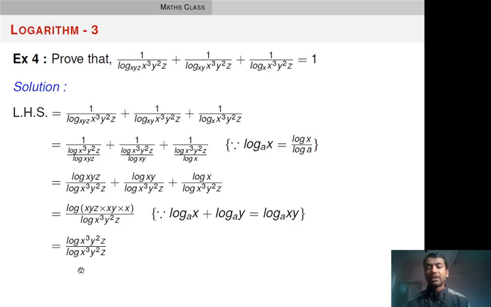So what do we get? There are three terms regarding x in the numerator, so it will be x cube. Two terms in terms of y, so y square, and a single term in z, so z. Log x cube y square z divided by log x cube y square z. So both are the same and get cancelled. So we get 1 as our answer, and this is equal to the right hand side.